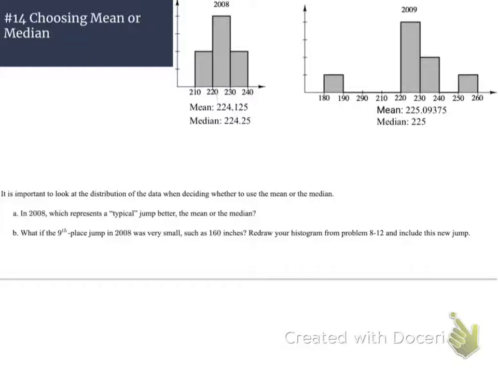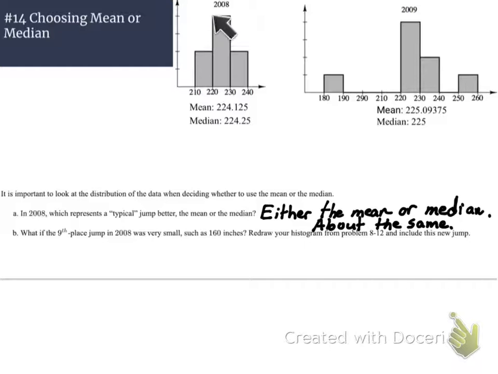Pause it now if you haven't made a decision. Otherwise, I'll tell you, it's either. You could use either the mean or the median when your data is balanced or symmetrical. They're going to come out to be about the same.